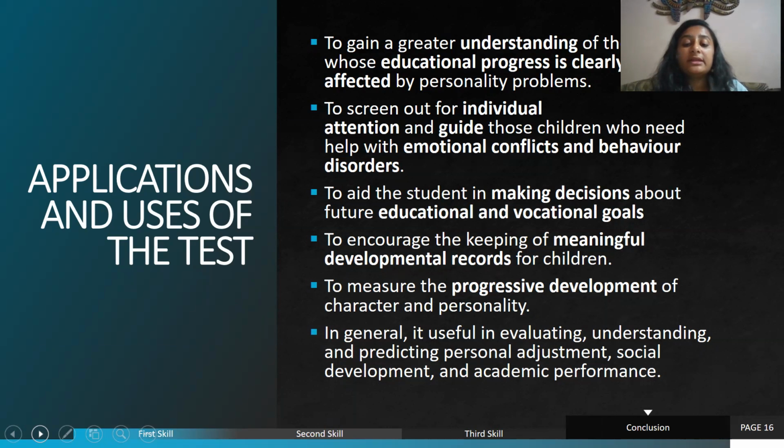It can be conveniently applied either as an individual test or conducted as a group test in a classroom. In general, it is useful in evaluating, understanding, and predicting personal adjustment, social development, and academic performance, which is very important in a growing child.